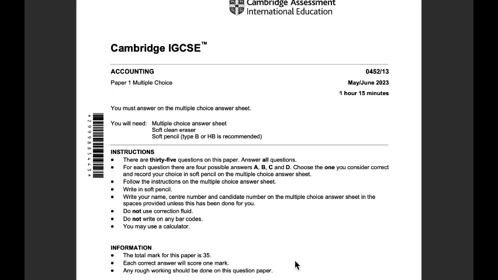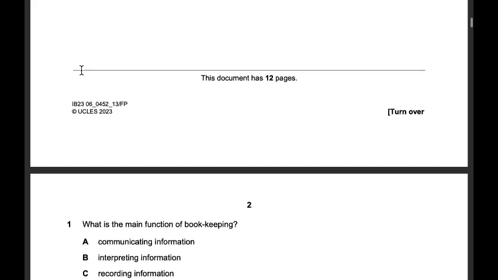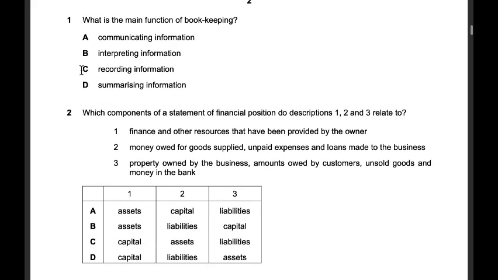www.edumadeasy.com. Solving IGCSE Accounting 0452 2023 May-June Paper 13 MCQ. Let's begin. Question 1. What is the main function of bookkeeping?